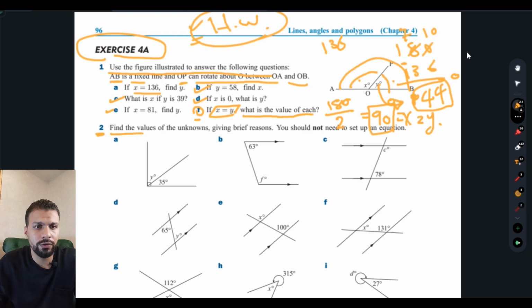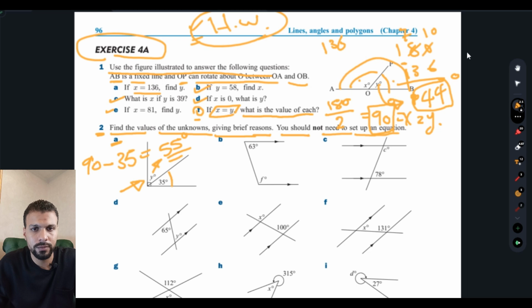Number 2, find the value of the unknown, giving brief reasons. You shouldn't need to set up an equation. The first one, A, this is a right angle, so all of it equals 90. Then I have 35, then I will subtract. 0 minus 5 equals 5, 8 minus 3 equals 5. Then I have 55, the y. So easy. This is a line, so it equals 180, then subtract and continue. So easy. This is aligned, thank you so much.